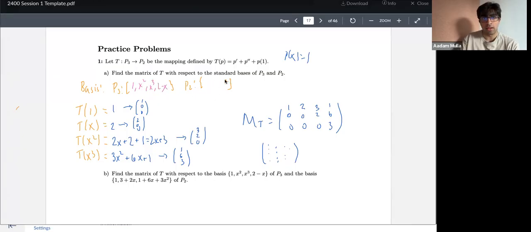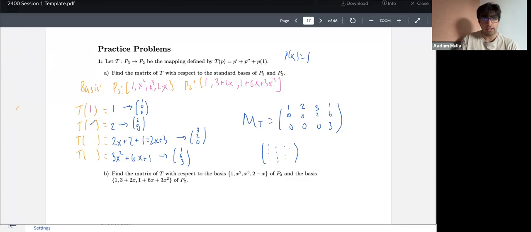And then this basis is going to become 1, 3 plus 2x, and then 1 plus 6x plus 3x squared. Very random basis, but let's see, right? Let's do T of the first thing. So remember, basically what's going to change here, instead of 1, x, x squared, and x cubed, we're just going to replace it with our new basis vectors.